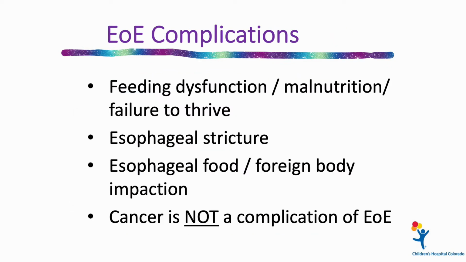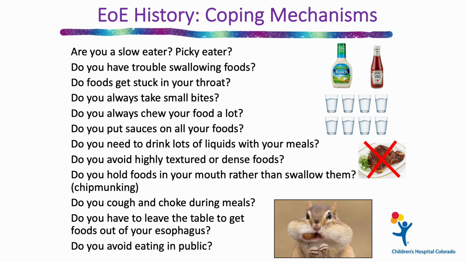The complications, therefore, are feeding dysfunction, malnutrition, and failure to thrive, and esophageal stricture, which can result in food or foreign body impaction in the esophagus. Thank goodness cancer is not a complication. But these patients are often missed until they present with significant dysphagia, and that's because they have coping mechanisms. They compensate.